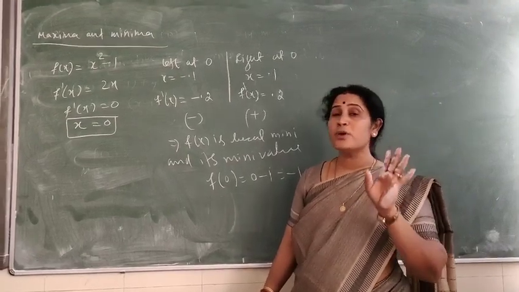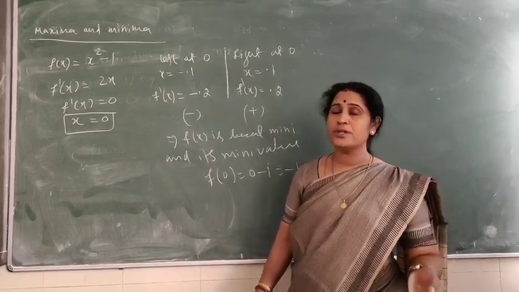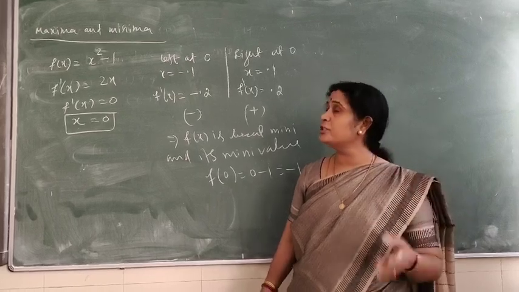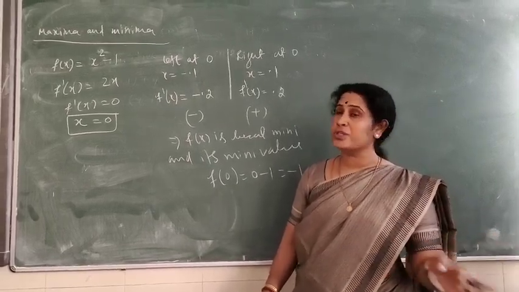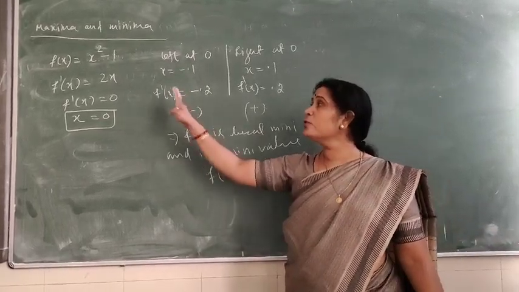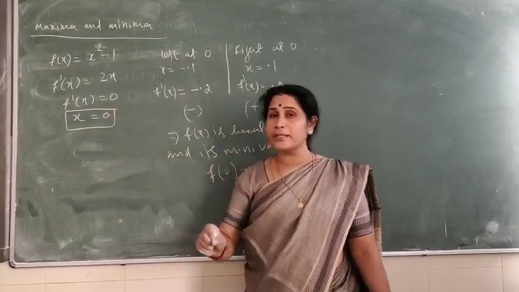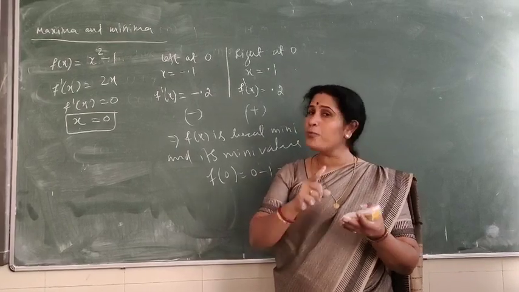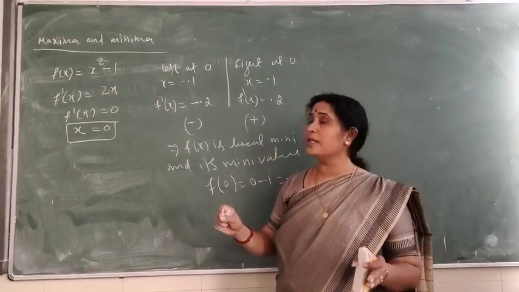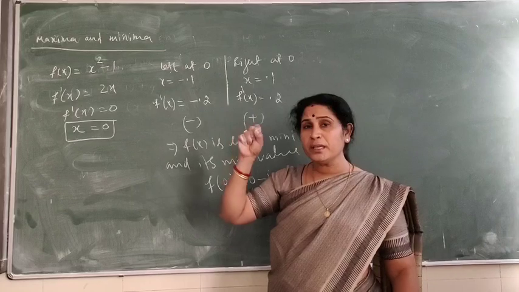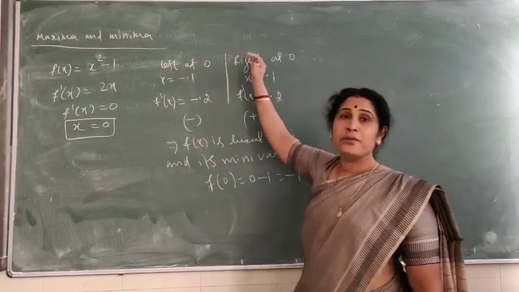First derivative test, what is the procedure? Whether it is a trigonometric function, log function, exponential, or algebraic, don't bother about it. First you find f dash of x. Now let f dash of x equal to 0 and find the value of x. Whatever values you get, two values, three values, four values, you should check each value, left hand and right hand.